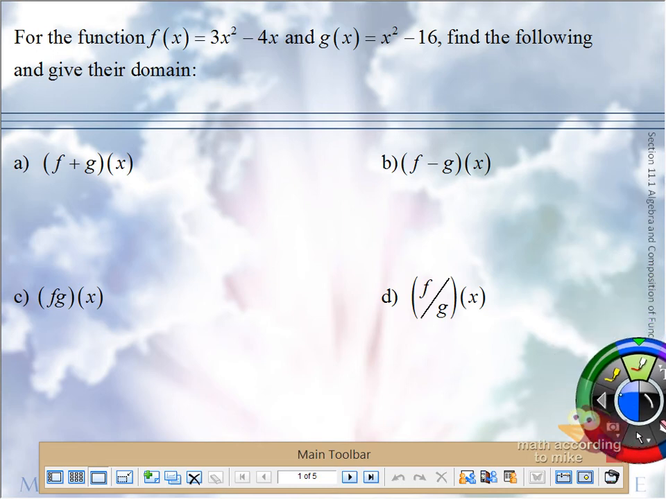If there's a mistake with this, it's usually that students overthink it. We're going to first find all the functions, and then we'll do all the domains in one fell swoop. So part A, by definition, f plus g of x is defined as f of x plus g of x.